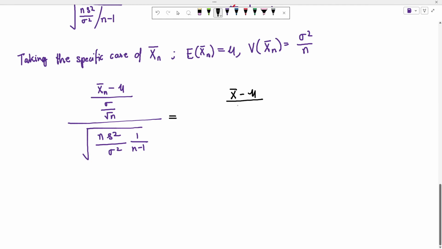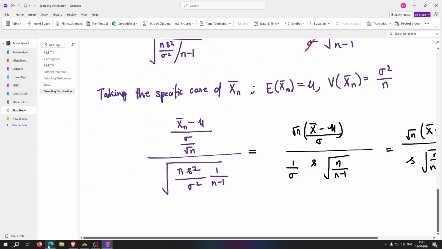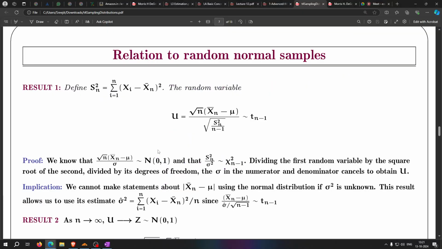We are going to have 1 by root n, which is going to go up, and I am going to have a sigma here, and this sigma will come out. So I am going to have a 1 by sigma here too, and what else is going to be left? I should have s times n by n minus 1, right? This sigma cancels out. I have square root of n, x bar minus mu by s of n by n minus 1, but I don't think there was an n left. What happened?